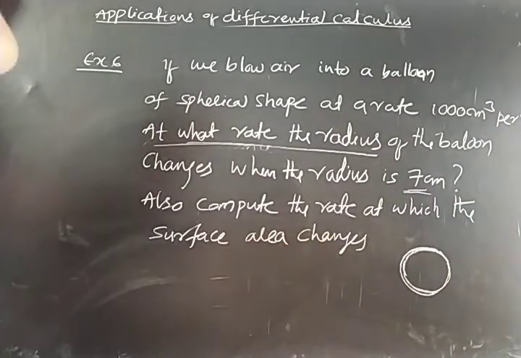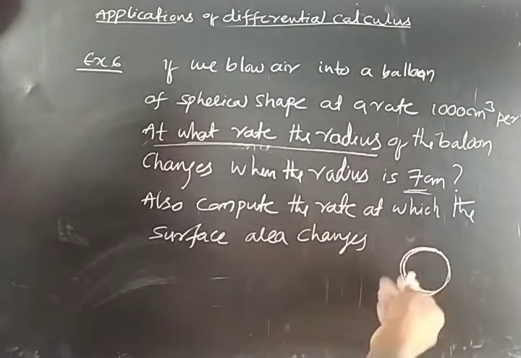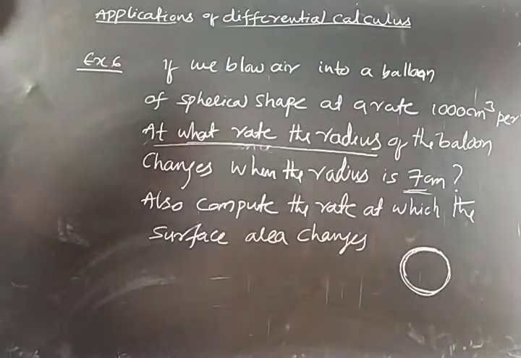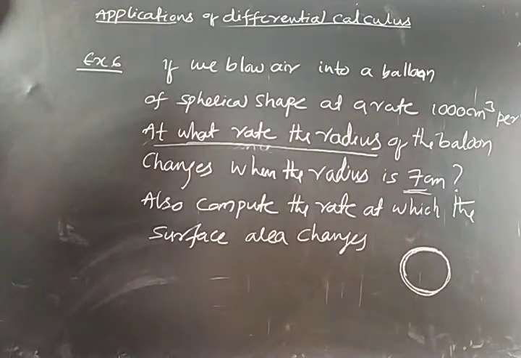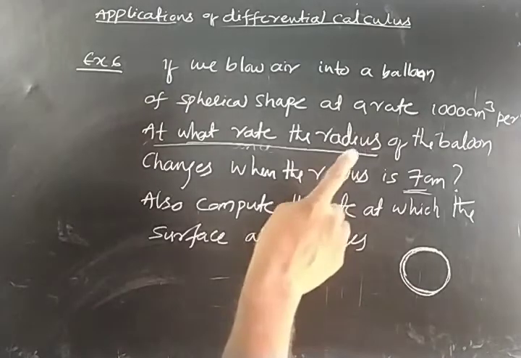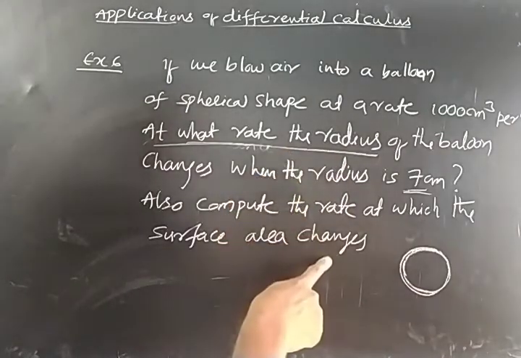Also compute the rate of change in surface area of the sphere. Also we have to find the change in surface area. We know that surface area is 4 pi r square. So if you denote it by s, you have to find ds by dt, rate of change in surface area with respect to time. So we are going to find dr by dt as well as ds by dt.